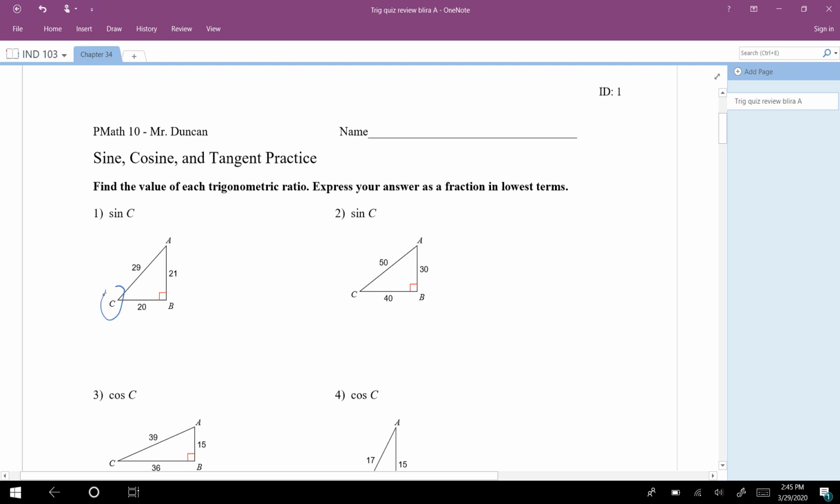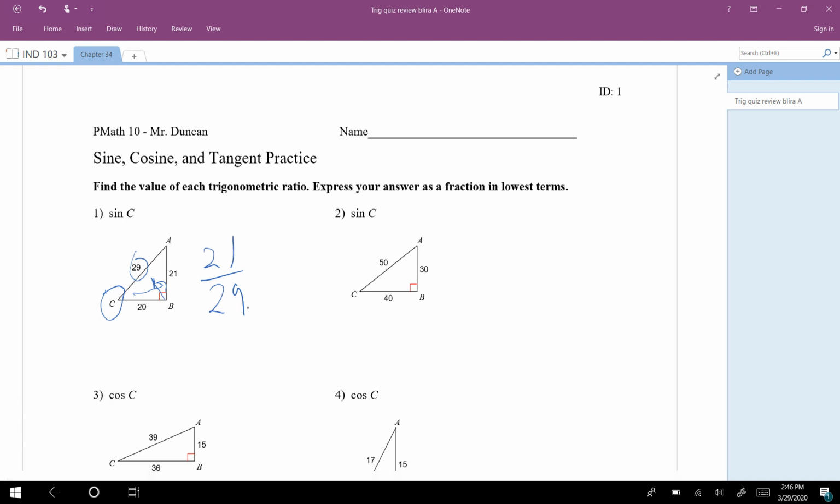It says the sine of C. What are we looking for when we look at sine? That's right, opposite over hypotenuse. The opposite of C is going to be that 21, and the hypotenuse is going to be 29, because it's opposite the right angle. So it says opposite over hypotenuse. That's all it wants. Look at that, sine. Cool.